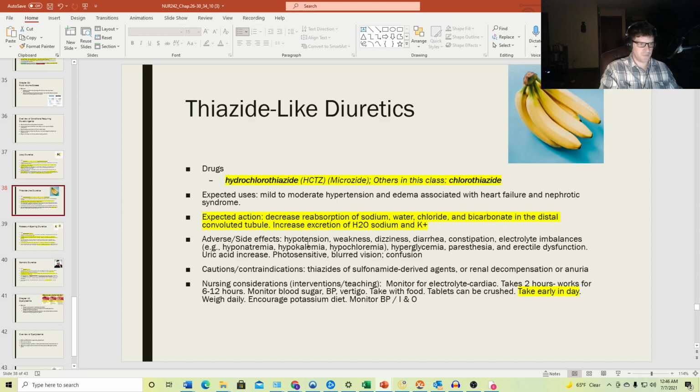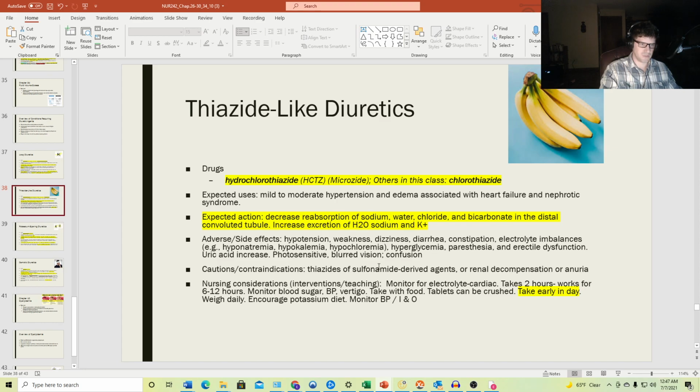adverse side effects: hypotension, weakness, dizziness, diarrhea, constipation. Wow, diarrhea and constipation. Electrolyte imbalances, all those again. Hyperglycemia, paresthesia, erectile dysfunction, uric acid increase, photosensitivity, blurred vision, and confusion.